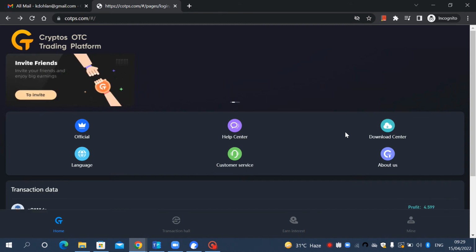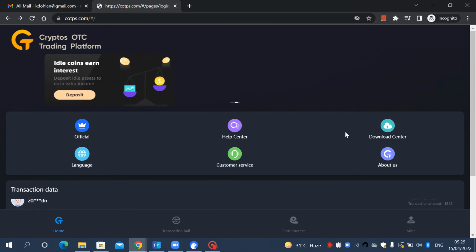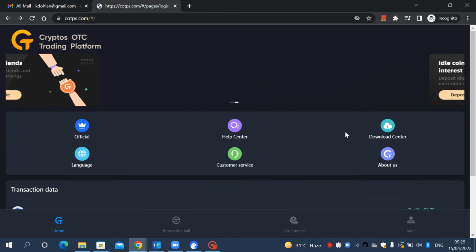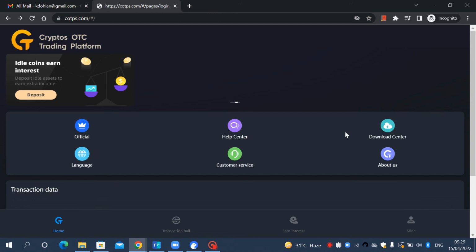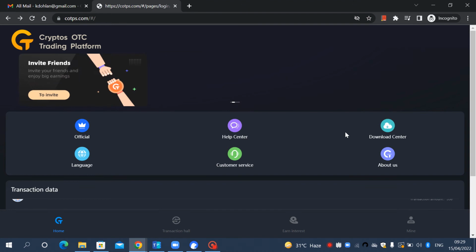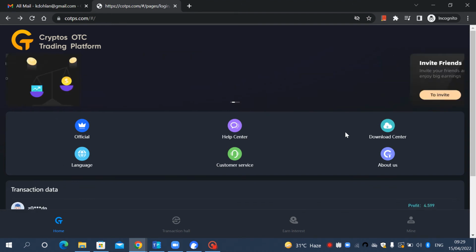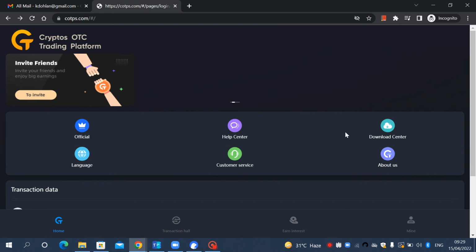So guys, let's start about COTPS, which is a crypto OTC trading platform. As I shared in my earlier videos about this investing platform, this is a very good investing platform where you are able to earn $300 on your capital, plus you will also be able to earn 15% direct commission from your team. So guys, just make your team, start referring to your friends, start referring to your family members, and they will also earn and you will also earn.